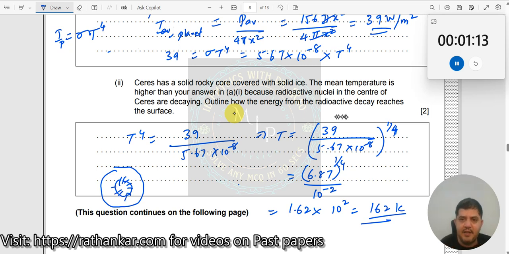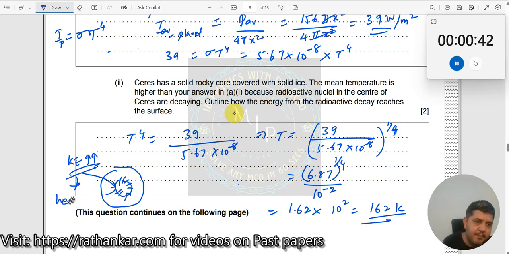Outline how the energy from the radioactive decay reaches the surface. So what is happening over here? When the decay reaction occurs, the neutrons or maybe the alpha particles or beta particles start moving, and as a result the kinetic energy starts increasing. When kinetic energy increases, what happens? The material present in Ceres, the solids over here, will start heating up. So therefore, it gets heated up.